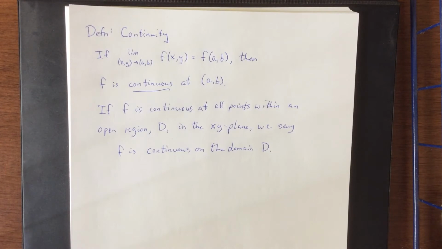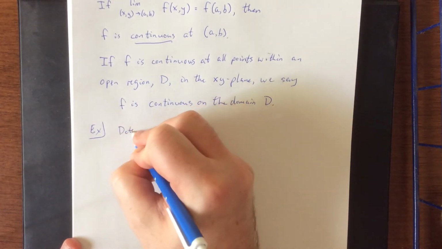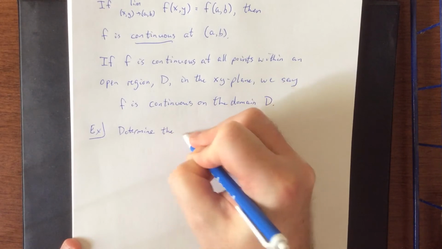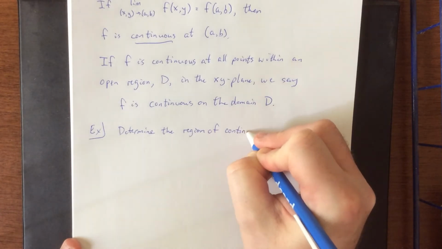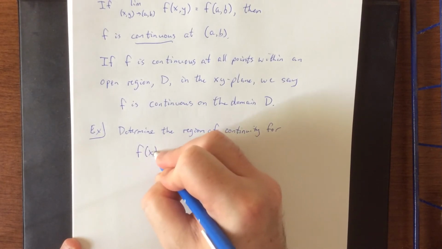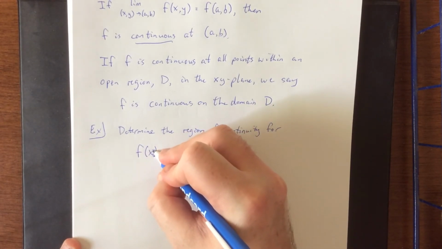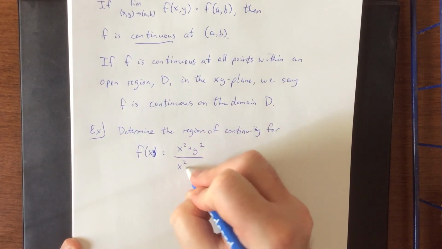Now, typically, most of the functions that we deal with are continuous everywhere within their own domain, so finding where a function is not continuous would be simply a matter of finding where the function is undefined. So for example, let's determine the region of continuity for f(x,y), oh boy, there's that one variable mindset coming back to bite me, equals (x squared plus y squared) over (x squared minus y squared).